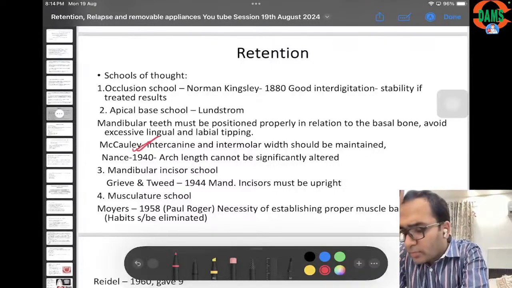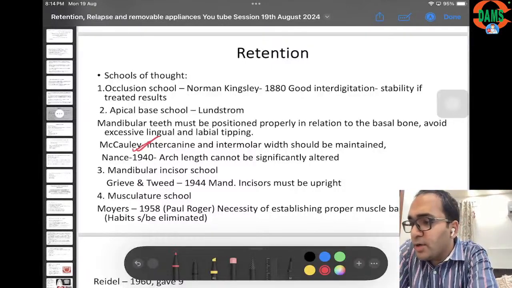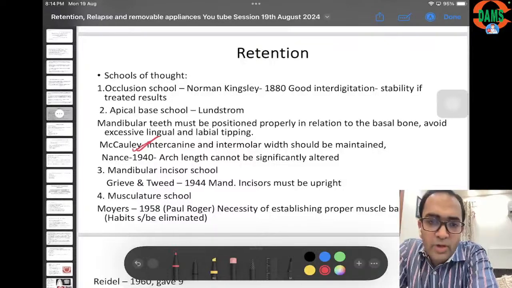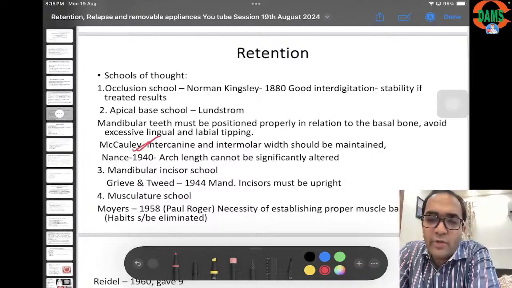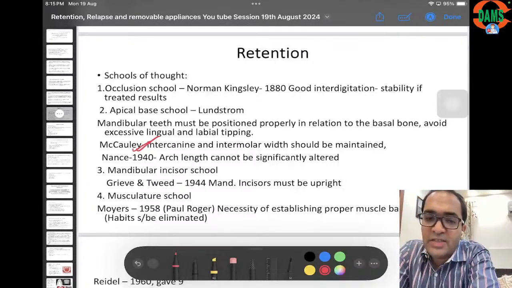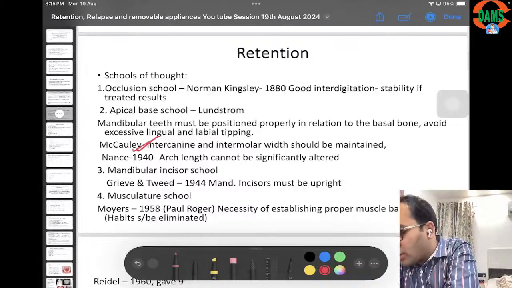Next, Nance said that arch length should not be significantly altered; pre to post treatment, arch length should not be significantly changed. Next came the mandibular incisor school, which was roughly similar to the apical base school, but he tweaked his concept. As we all know from Tweed's analysis, he specifically said that the mandibular incisor should be upright on the basal bone.